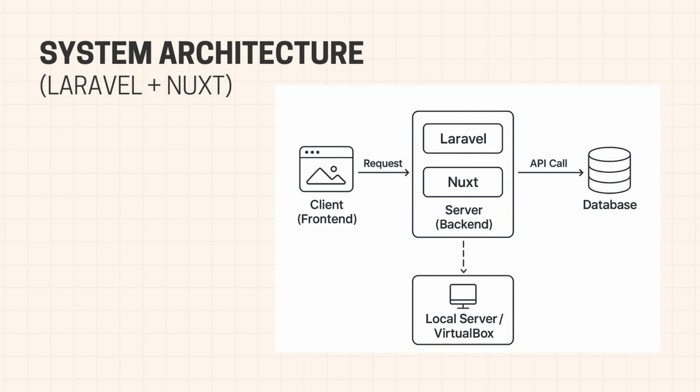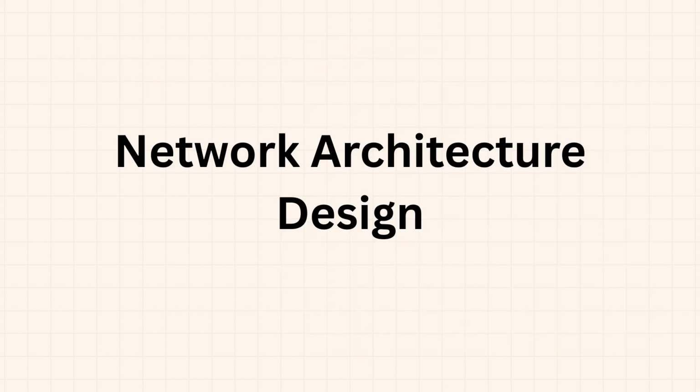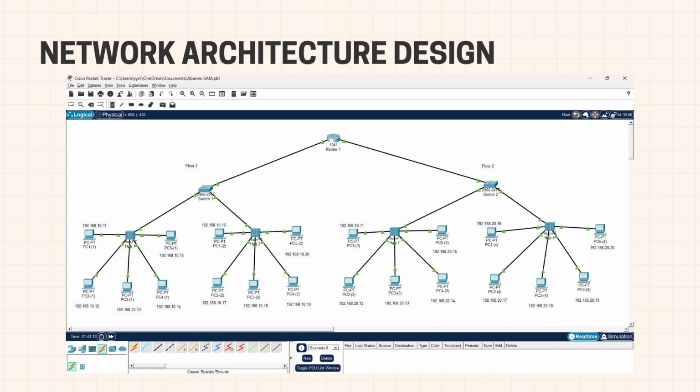For deployment, this setup can run on a local server or inside VirtualBox, using Apache or Nginx for Laravel and Node.js for Nuxt. Next is my network architecture diagram for a two-floor building. Each floor contains 10 PCs and each floor is placed in a different subnet.